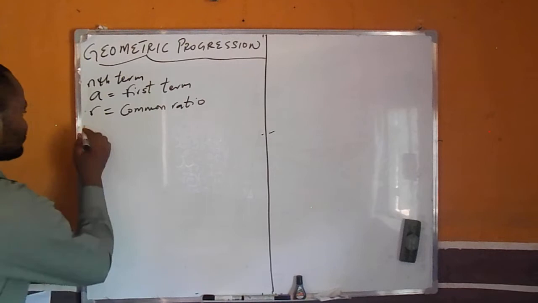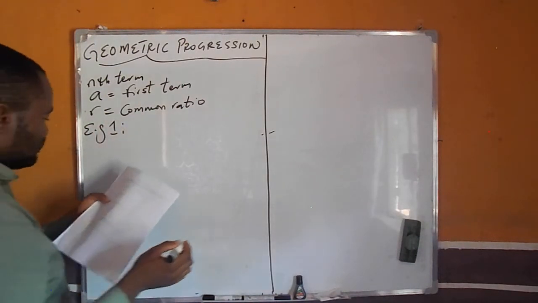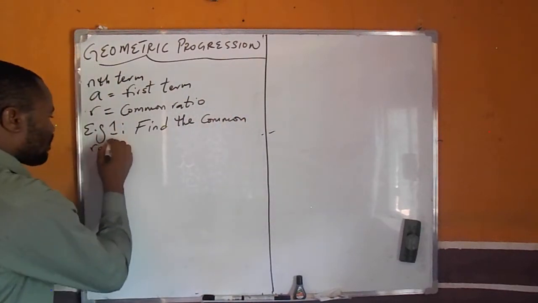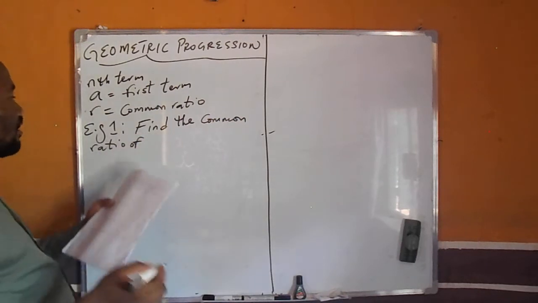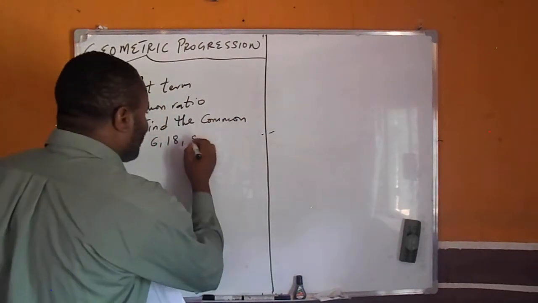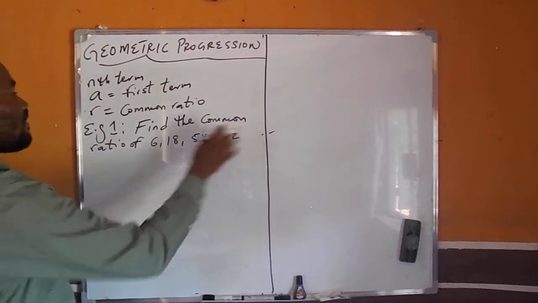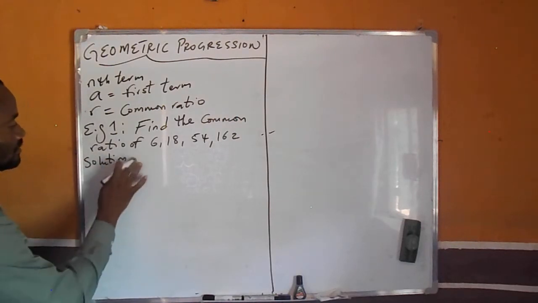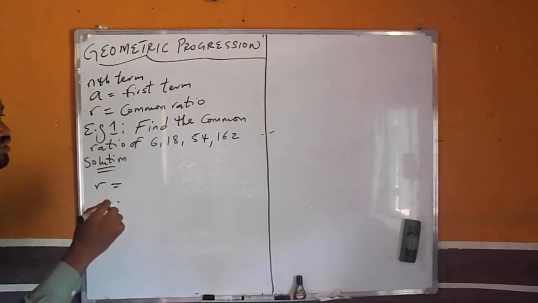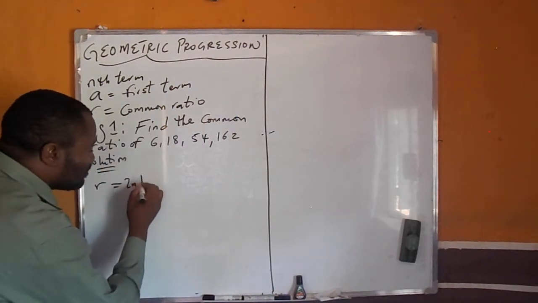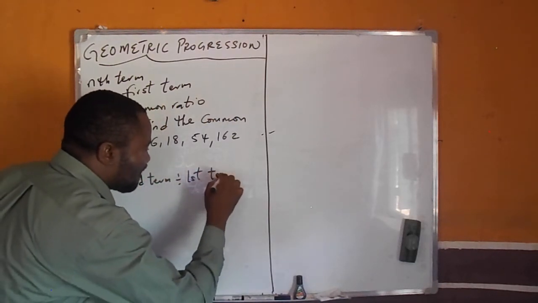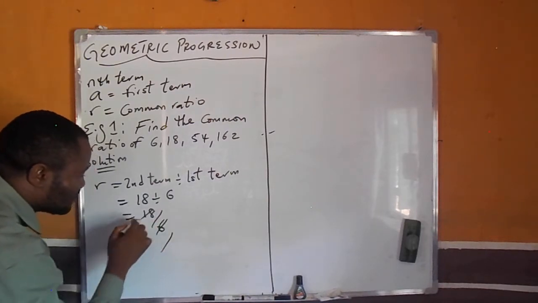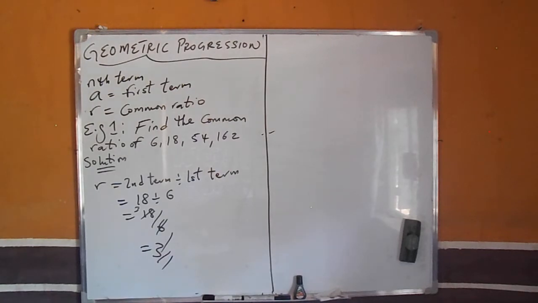Let's take example one. Find the common ratio of 6, 18, 54, 162. Solution. The common ratio R equals the second term divided by the first term, which equals 18 over 6, which equals 3. Now, that is 3.